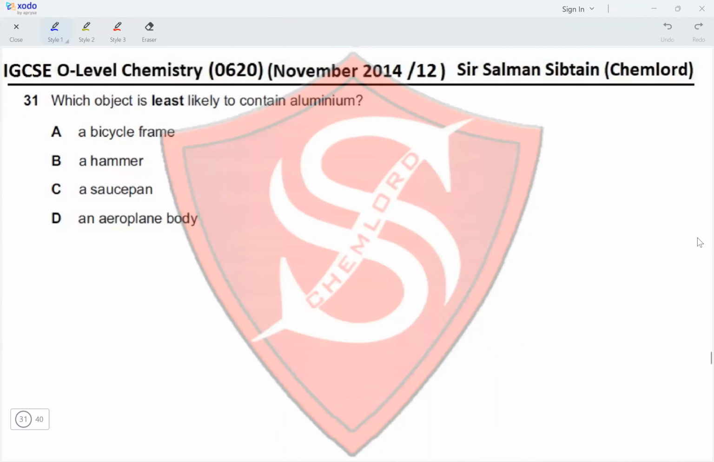Hi guys, this is IGCSE O-Level Chemistry, paper 12, November 2014, question 31. Which object is least likely to contain aluminum? A bicycle frame. So a bicycle frame needs to be lightweight, so it can be made from aluminum. So aluminum would be present.